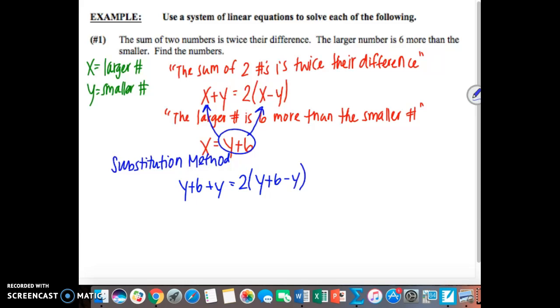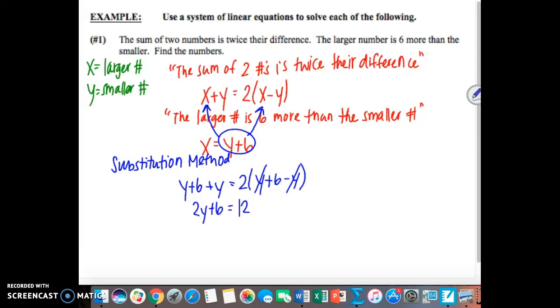Since on the left-hand side we have y plus y, we have a total of 2y. So we have 2y plus 6 on the left-hand side. And looking at what's in parentheses, we have y minus y. So those two y's will cancel out, and we are just left with 6. So 2 times 6 equals 12. So on the right-hand side, we have 12.